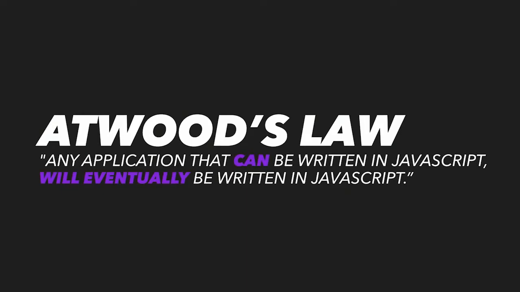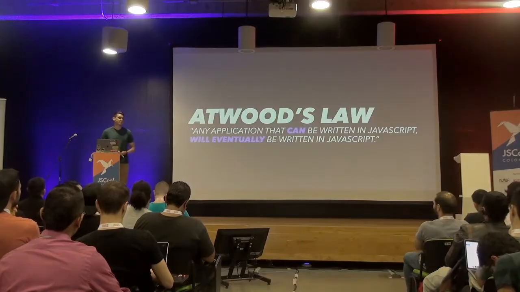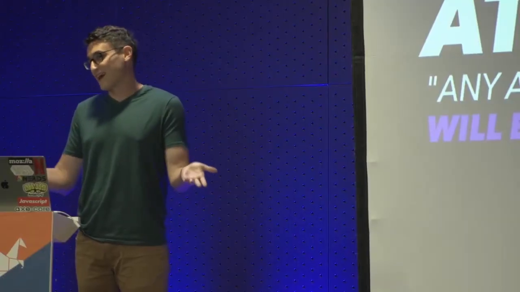So Atwood's Law comes from Jeff Atwood, who's better known online as Coding Horror. He has a blog. And about 11 years ago, he wrote a blog post that said this: any application that can be written in JavaScript will eventually be written in JavaScript. Now, at the time he wrote this, it was just kind of a funny observation. But over the last several years, this has proved remarkably true, right?